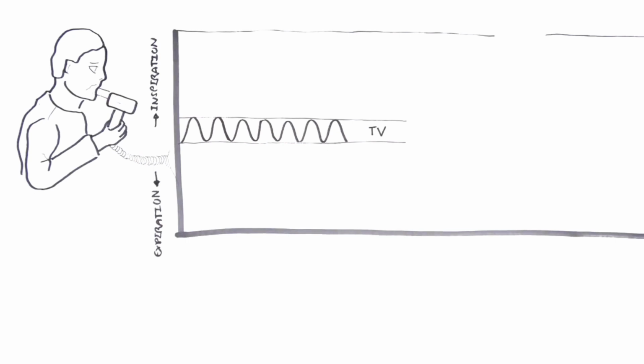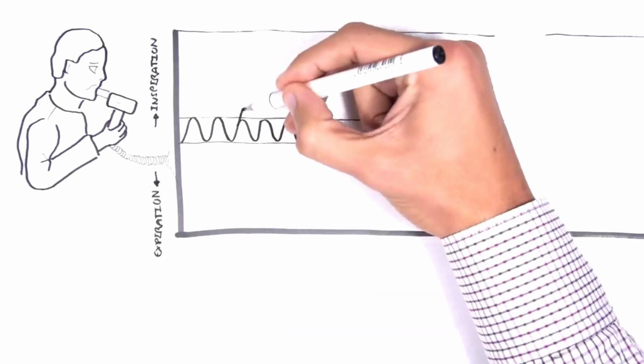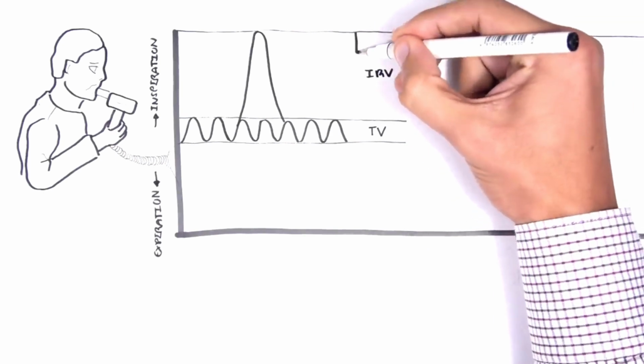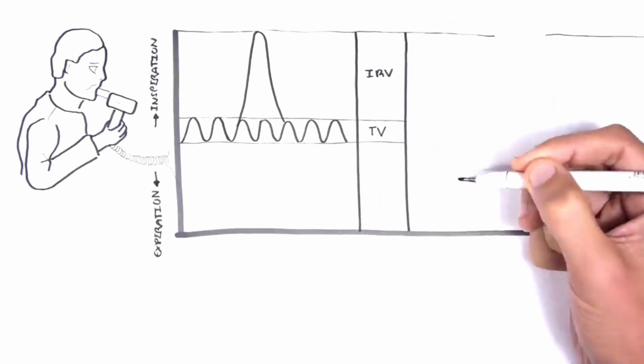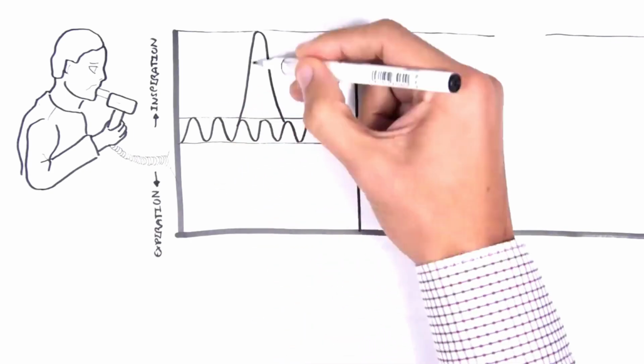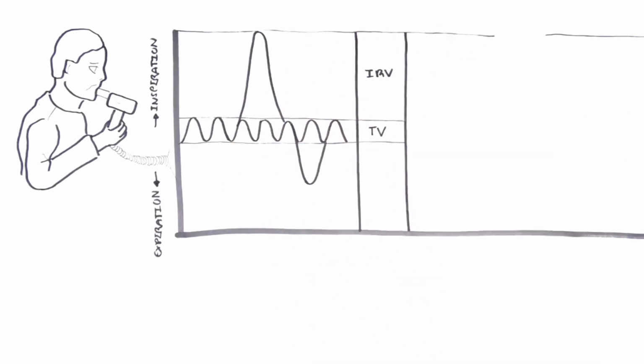So now imagine taking a maximal deep breath in. This is the inspiratory reserve volume, also known as IRV. And now imagine taking a normal breath or normal breaths and then having a maximal expiration. This is your expiratory reserve volume, or ERV. And the air remaining in your lungs after the maximal expiration is the residual volume, or RV. You just always have that there.